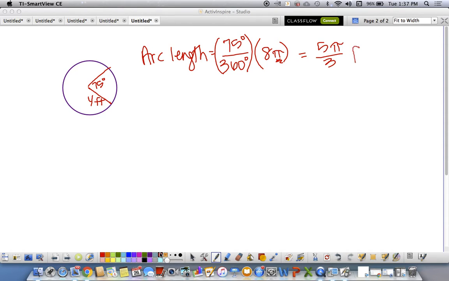Does it have units? No. It should be the same unit as your radius. Everything that we've been talking about is the outside edge, the crust of the pizza. That's what we're talking about. What's the length of that? But what if you wanted the whole pizza pie? What's the area of that piece of pizza or pie, whatever you're having?